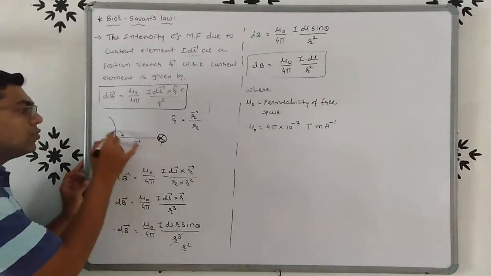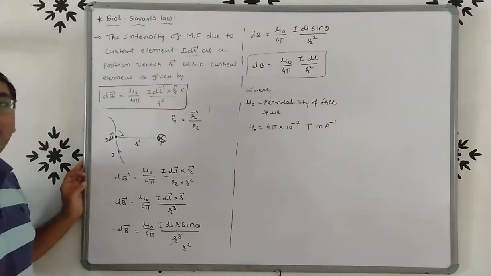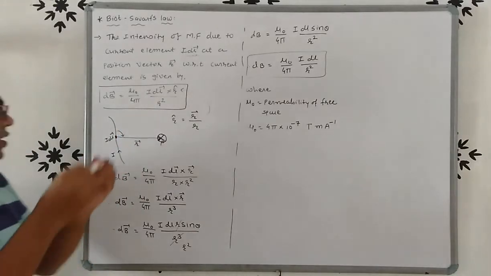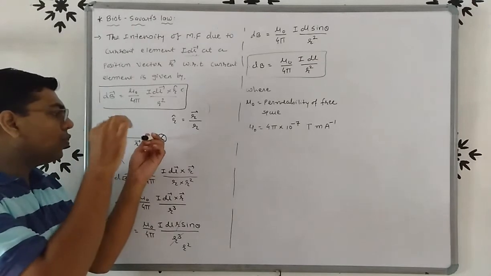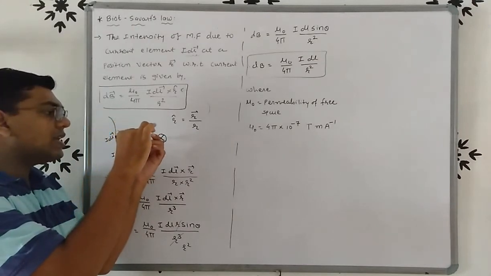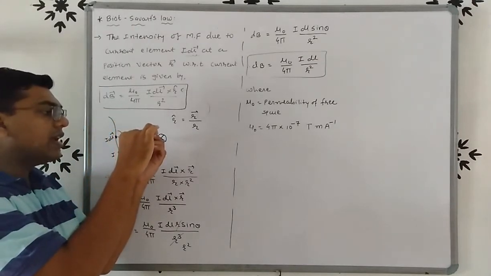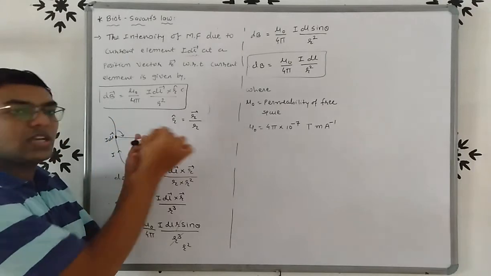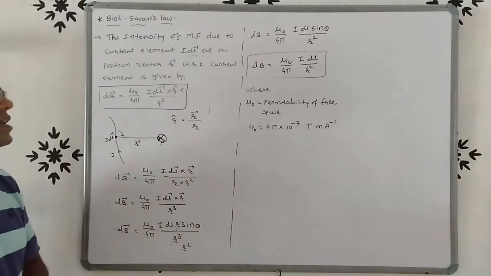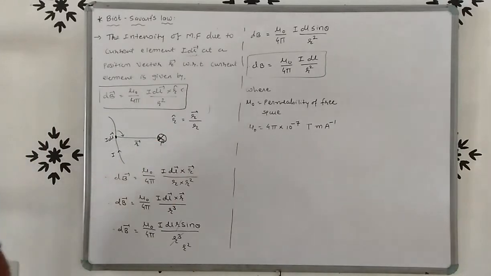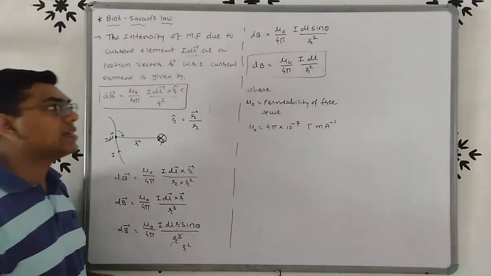So you have to move the screw towards the direction of the right hand. If you move the screw towards the right, then what happens? The screw moves in an inward direction. So here the direction of the magnetic field is inward.